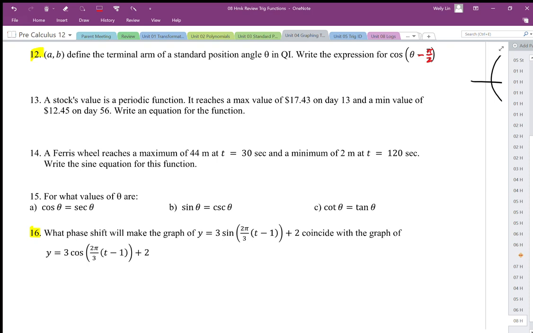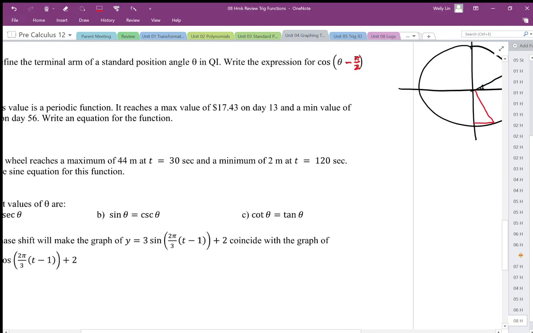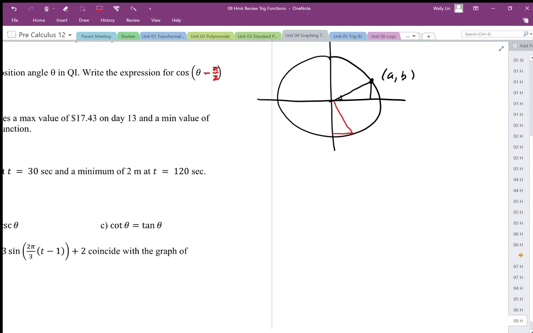Question 12 says AB defines a point on the terminal arm of the standard position angle theta in quadrant 1. So I've arbitrarily drawn some point AB in quadrant 1. My angle theta is at standard position angle in here, theta.